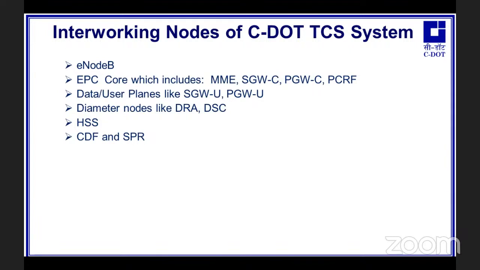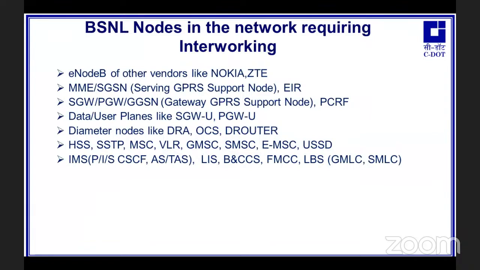One is the eNodeB. Okay, the EPC core which I already covered: MME, SGW control plane, PGW control plane, PCRF, data planes like SGW data plane, PGW user plane, diameter nodes, DRA, DSC, HSS, for billing purpose CTF, and the postpaid subscriber SPR nodes. These are the interworking nodes.